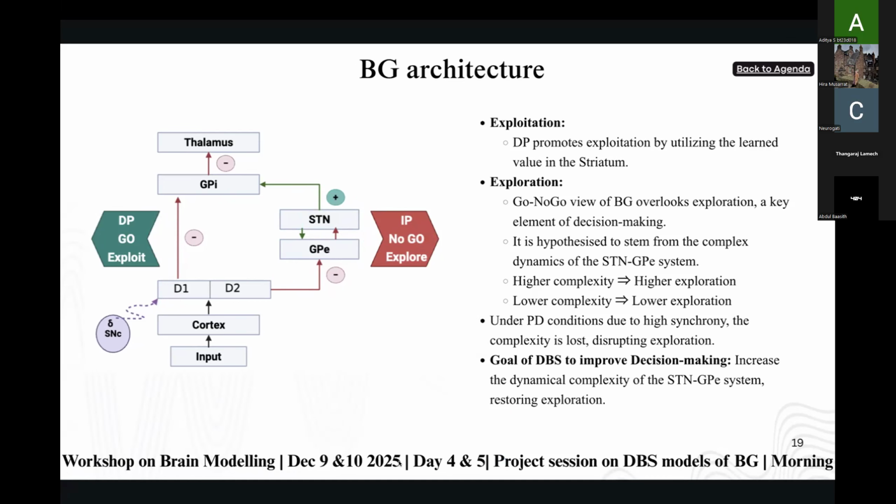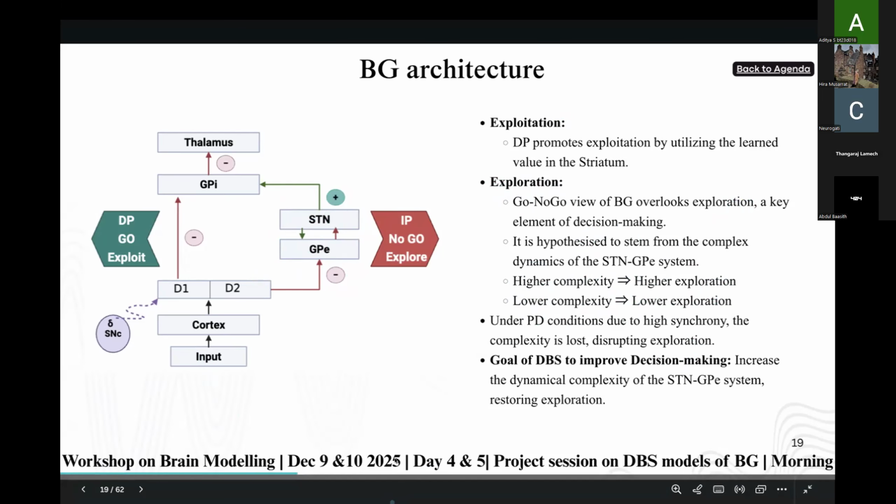If I have 4 new choices, I will randomly pick all the 4 choices and see which one works best. So randomness is very important for exploration, and that is what comes out of these STN-GPE dynamics. You can think of it more like that. The regular go, no-go view might overlook the exploration part, but the exploration actually is a result of the complex dynamics of the STN-GPE system. Whenever I have higher complexity, I'll be having higher exploration. Whenever there is lower complexity, I'll be having lower exploration.